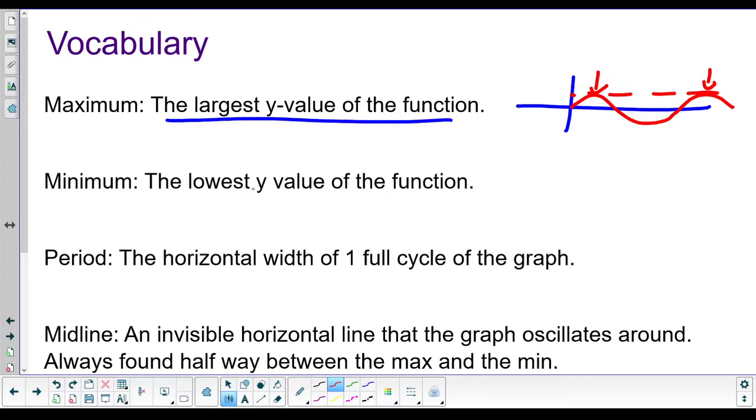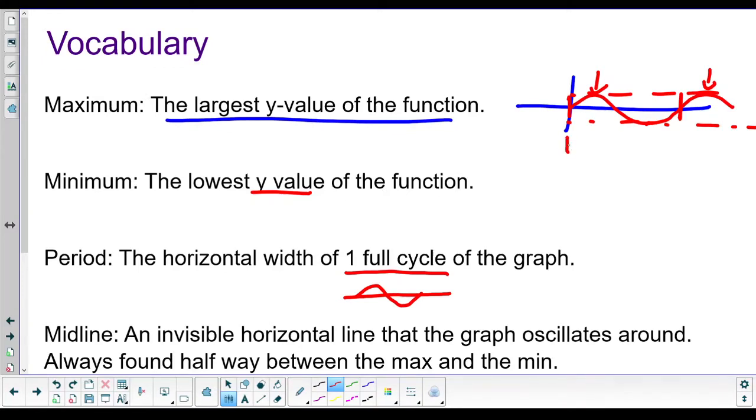Okay. Our minimum is the lowest y value. So lowest value right there. There is also an invisible lower line, and our graphs will be kind of sandwiched between these two. Our period is the horizontal width of one full cycle, or one full up and one full down. It should have both for your graph. This is not drawn super well, but from here to here, so we have full up, full down.